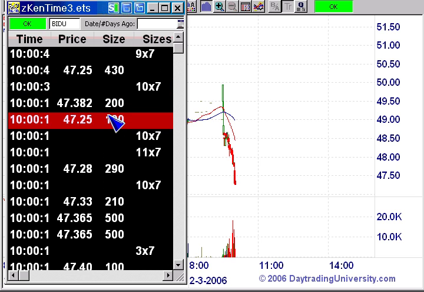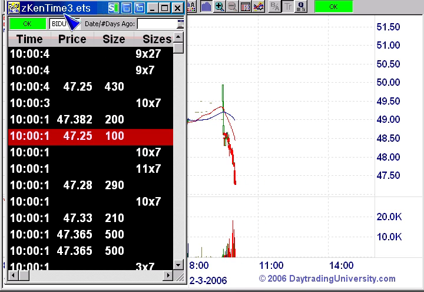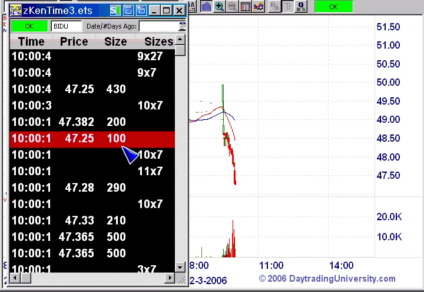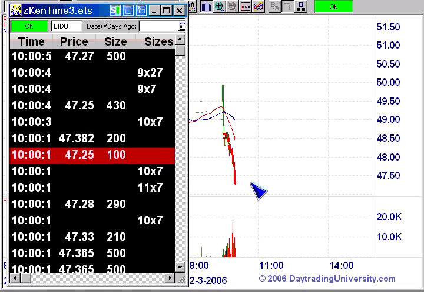So typically I'm looking for new institutional or larger volume bar size coming into the stock as it's taking out new highs or lows. Okay, let's see what we have going on here. 47 and a quarter, so hey, 47.4 would be okay.